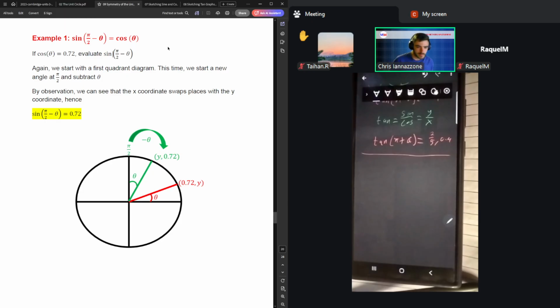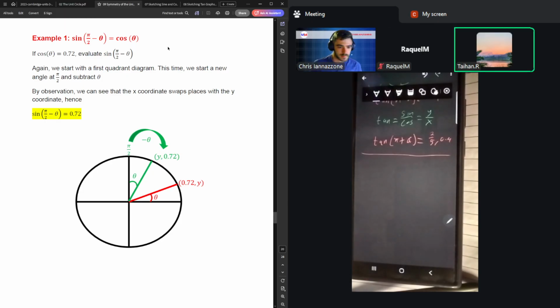I see you've got a question? Yeah, I was wondering, is it going to be common to have questions that actually ask us to draw the unit circle, or is it more just a method? This is a means to an end, a method.